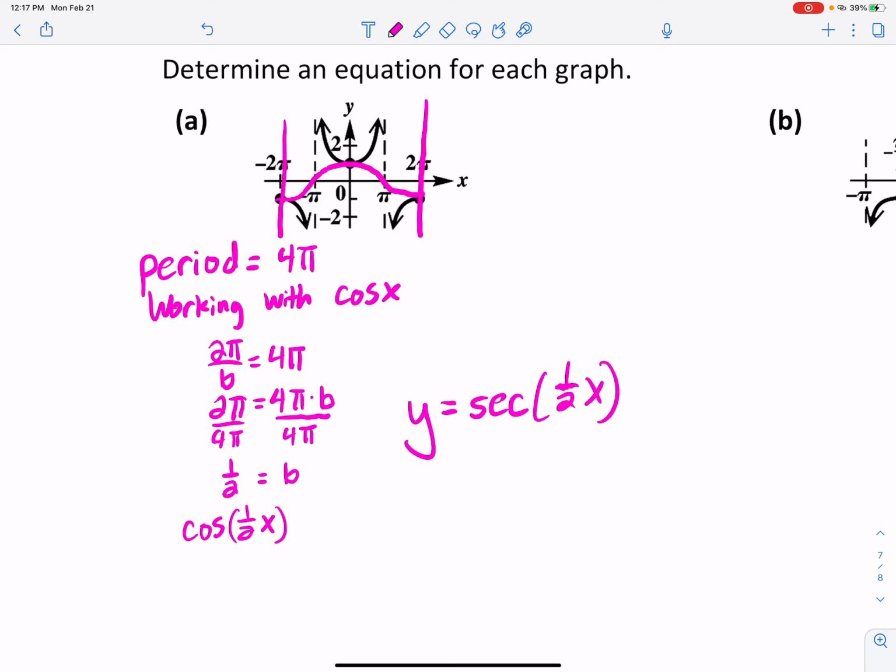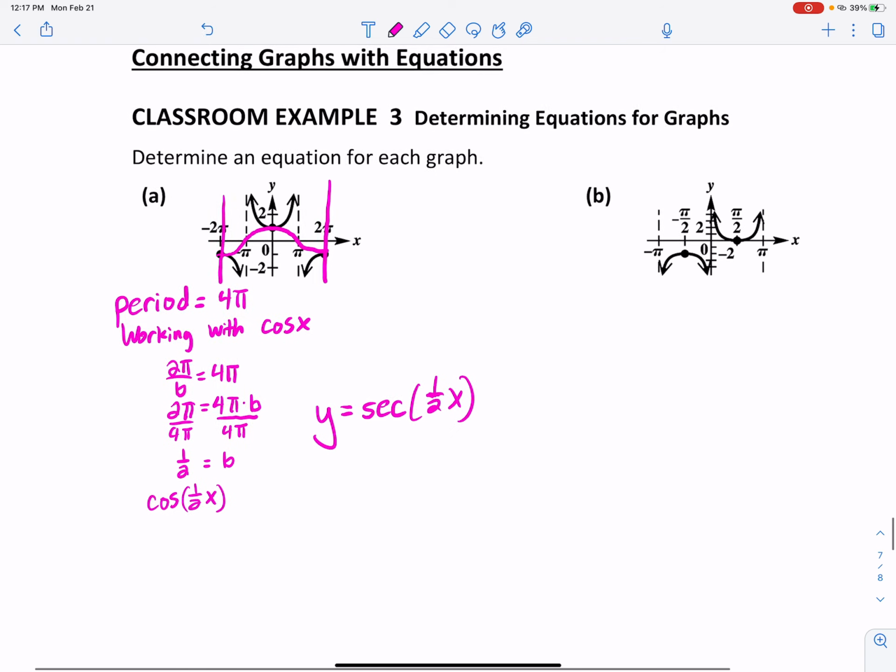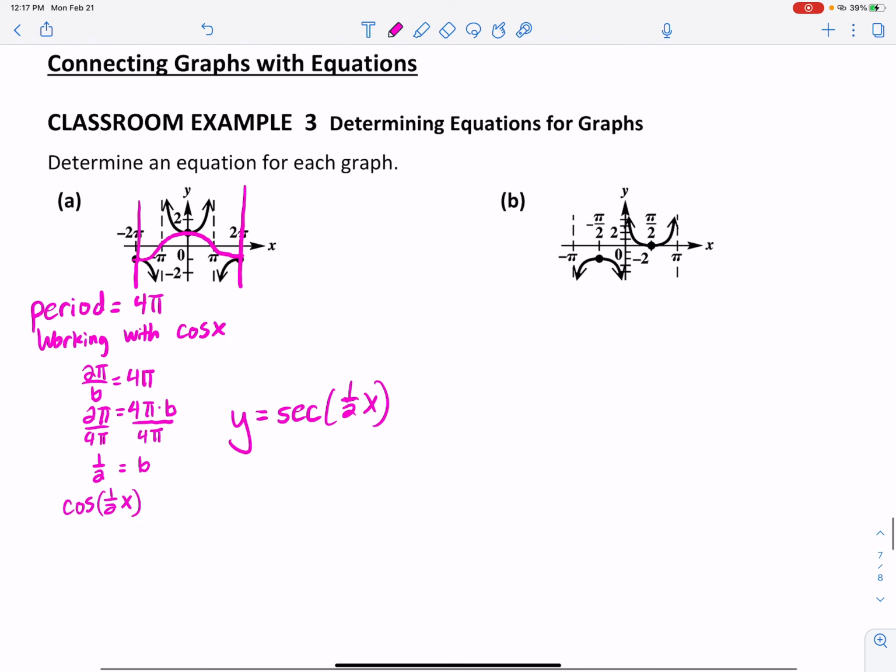All right, let's do b. Does it go better with sine or cosine? Sine. You can tell because look over here, we had this parabola right on top, right in the middle. Now my parabola-looking shapes are symmetric about the origin. So that would tell me it's a sine.